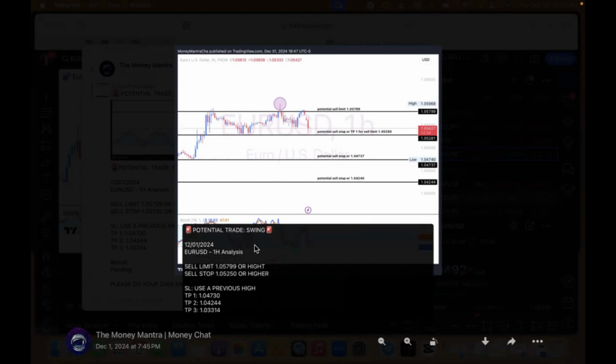So today we're going to be looking at Euro USD, and in this trade, it was a potential trade idea for a swing. There's different types of trades you can do. You can scalp the trade, which means you're going to be in for a short period of time, or you can swing that trade, which means you'll at least be in for a couple of days.